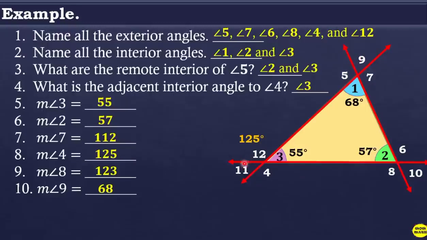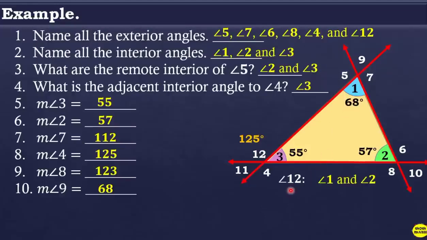Now, let us try to observe one of the exterior angles and its remote interior angles. Given the exterior angle, which is angle 12, ano po ulit yung kanyang remote interior? So, meron po tayong remote interior ni angle 12. Ano ibig sabihin ng remote interior? Hindi adjacent sa kanya. So, we have angle 1 and angle 2.